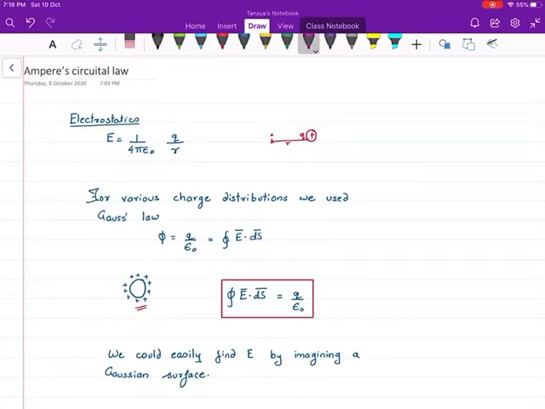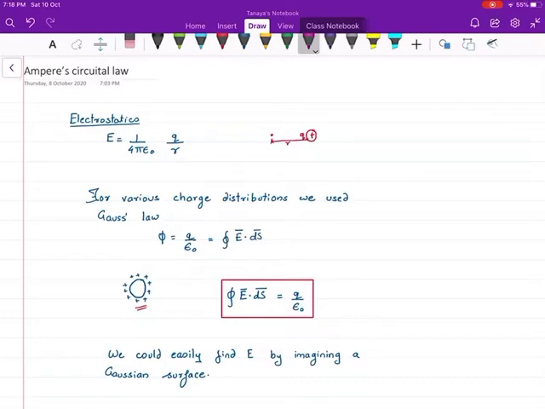Hello students. Today we are going to study Ampere's circuital law. It is very much similar to the Gauss law in electrostatics. In electrostatics you had studied that to find the electric field intensity you can use Coulomb's law. Is it not? Using Coulomb's law we can find out the electric field intensity.